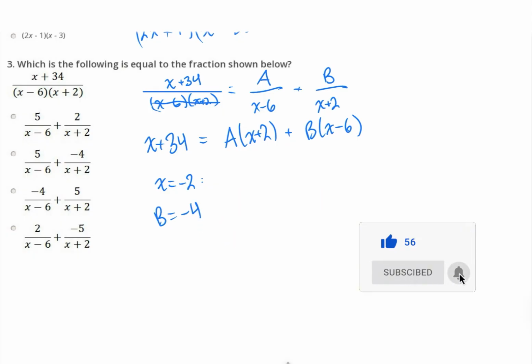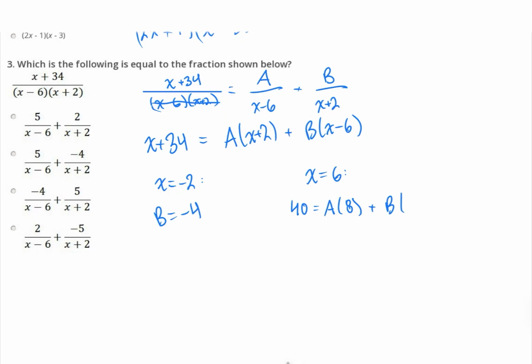Now we need to solve for a, so we need an x value that can cancel out b from the equation. For that to occur, we need x to be equal to 6. Plugging in our x values, we get 40 on the left side equal to a of 8 plus b times 6 minus 6, which is 0. So it cancels out, and isolating a on one side, we get a equals 5.